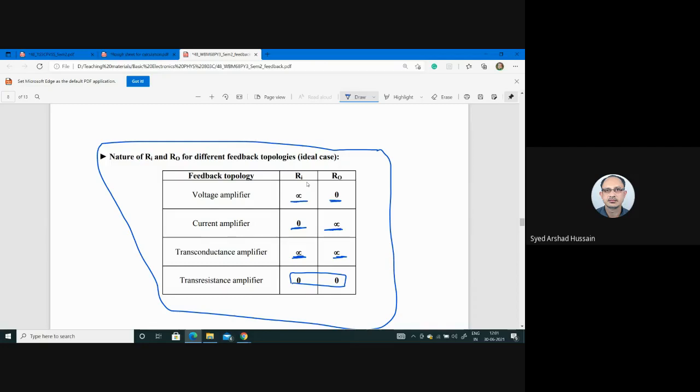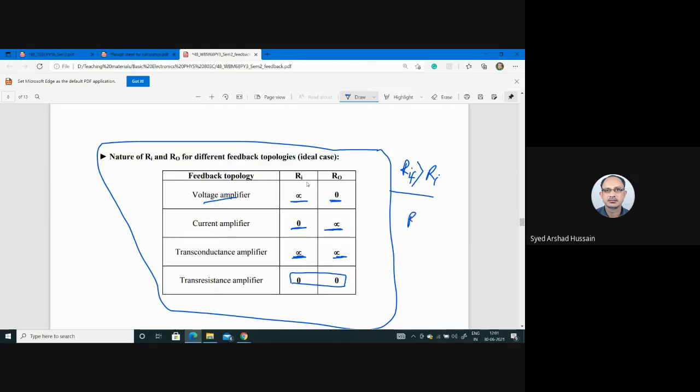Never will it be 0, never will it be infinity. So now we will apply negative feedback to all these 4 amplifiers and see how Ri changes. Say we apply negative feedback to the voltage amplifier. If RIF, the input impedance in the presence of feedback, is greater than Ri, then we say that the performance of the amplifier increases due to negative feedback.